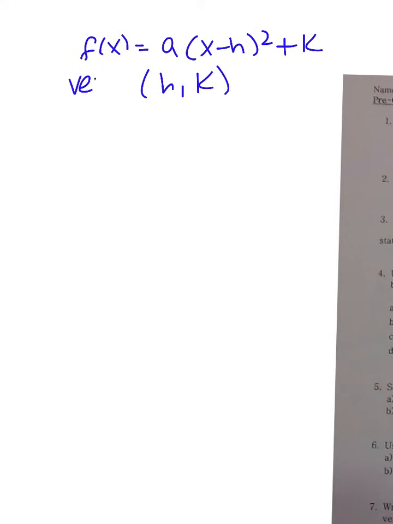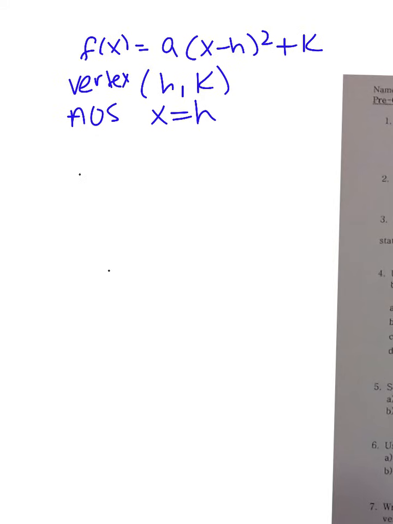Okay, so let's just recall what vertex form is. Vertex form is f of x equals a times x minus h squared plus k. And remember, (h, k) is the vertex, and the axis of symmetry is x equals h. All right, so let's take a look at the first one.